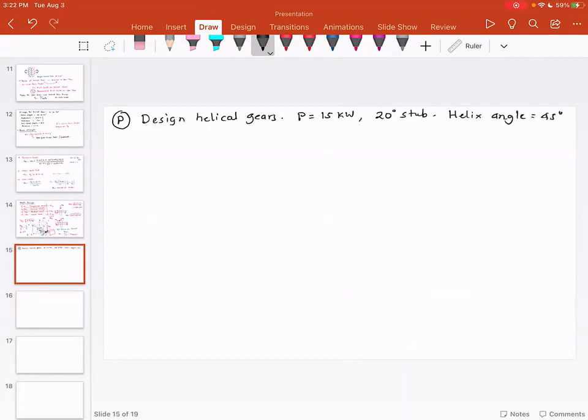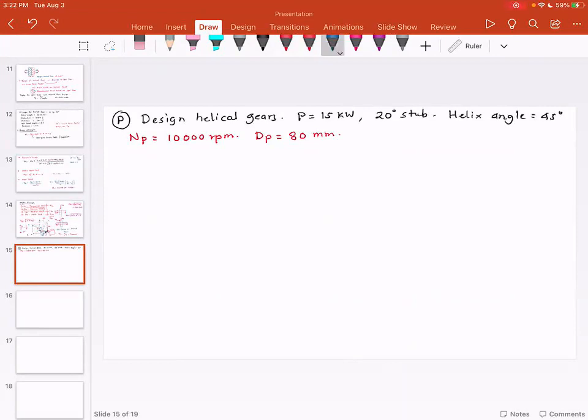Helix angle is 45 degrees. That's quite a helix angle. The speed of the pinion is 10,000 RPM. The diameter of the pinion is 80 millimeter.